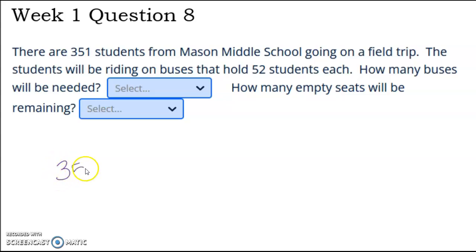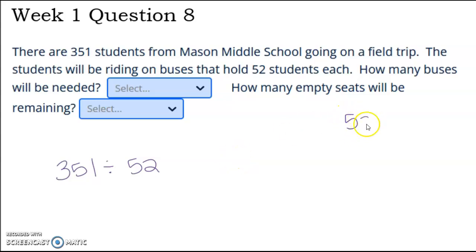We have 351 students. And we can take one bus and it fits 52 people. And we take another bus and it fits another 52 people. And then a third bus, and we're just going to keep going until we get to 351. So you can think about it that way, or we would be taking this 351 and simply dividing it by 52. And then we're going to see how many we have left. Okay, so 52 goes into 351.